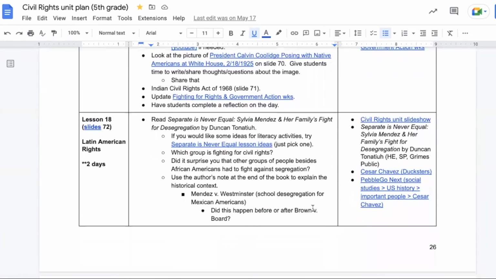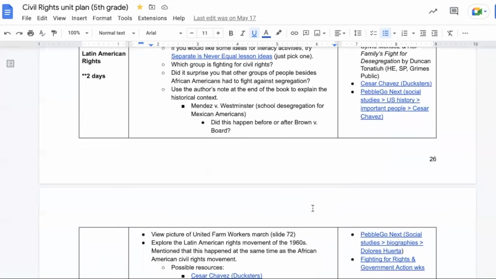Lesson 18, we take a look at Latin American rights. There's a text, Separate is Never Equal, Sylvia Mendez and her family's fight for desegregation. There's quite a few lesson ideas available. Then explain the case that was held for school desegregation for Mexican Americans. Ask students to figure out if this happened before or after the Brown versus Board decision.